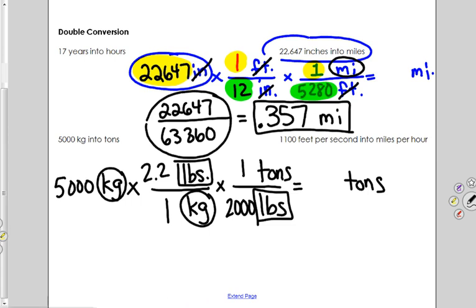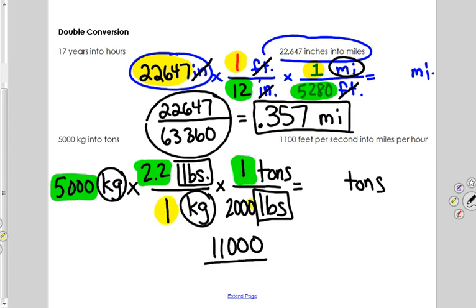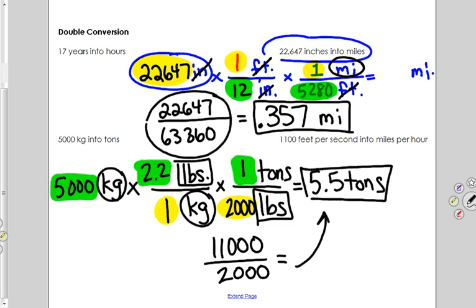Just like we did in the last one, we're going to multiply the top. Take 5,000 times 2.2 times 1. So 5,000 times 2.2 is 11,000. In the bottom, take 1 times 2,000, which is just 2,000. Now we divide. 11,000 divided by 2,000 is 5.5. So 5,000 kilograms is 5.5 tons.